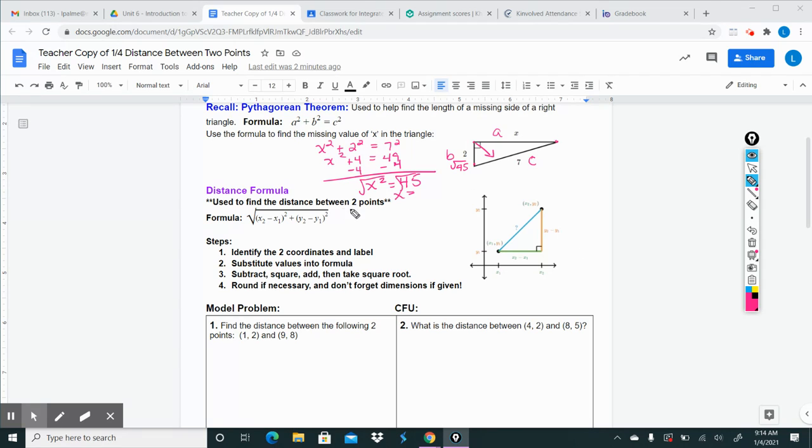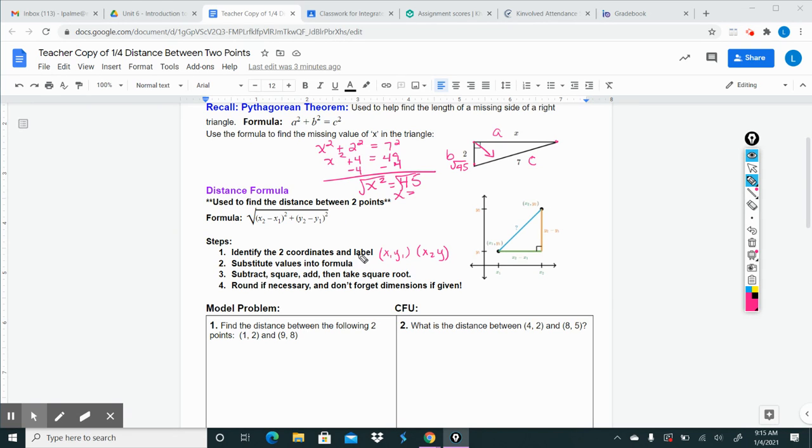So we use the distance formula, which is the square root of the difference of the x values squared, plus the difference in the y values squared. Again, using PEMDAS to help us solve our problem, our first step is to identify the two coordinates and label them. Labeling meaning we want our x1, y1, and our x2, y2. We label so we can put them appropriately where they go in our distance formula.